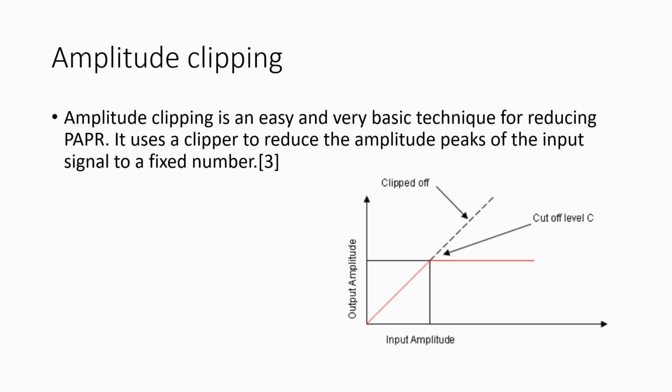Amplitude clipping. It uses a clipper to reduce the amplitude peaks of the input signal to a fixed number. So if the signal exceeds the fixed value, it will get clipped off to the cutoff level, as the picture below shows.